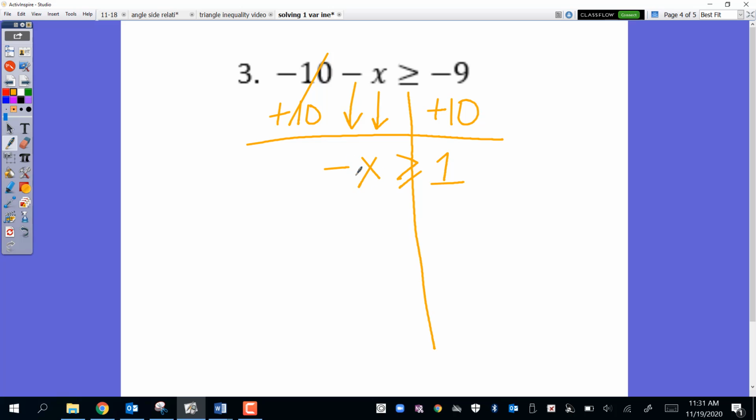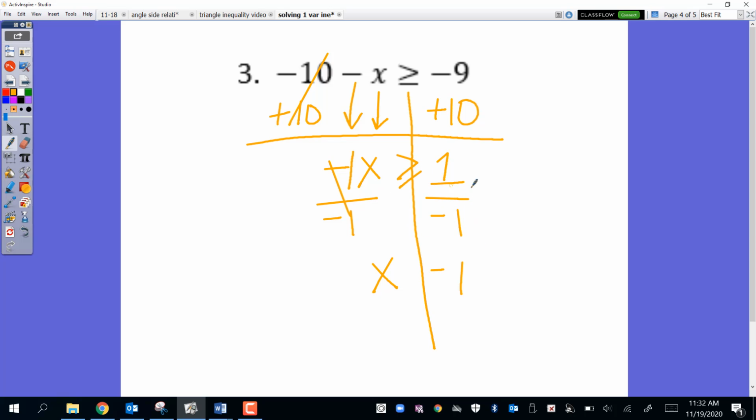All right, last step. I'm not done because I want just x. I have negative x right now. We know when that's a negative, that really means it's a -1. So when I divide, what do I divide by? -1. -1. That cancels out. I'm left with x. 1 divided by -1 is -1. We would type that in decimals.